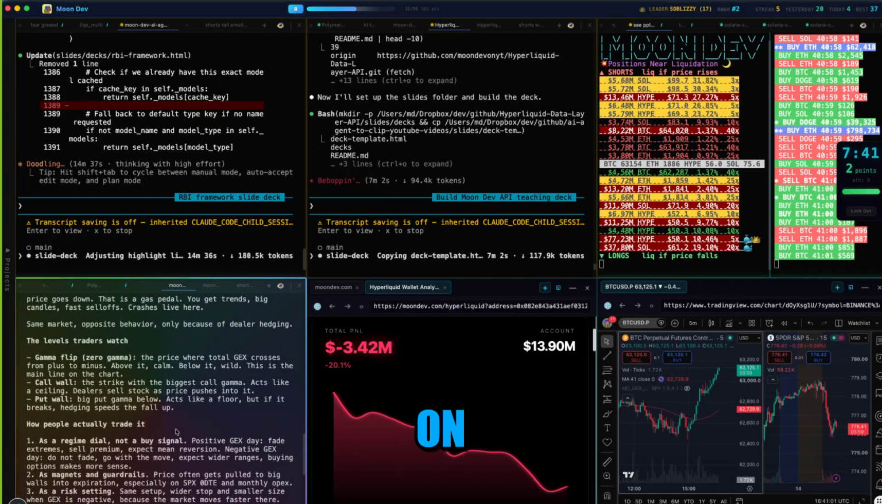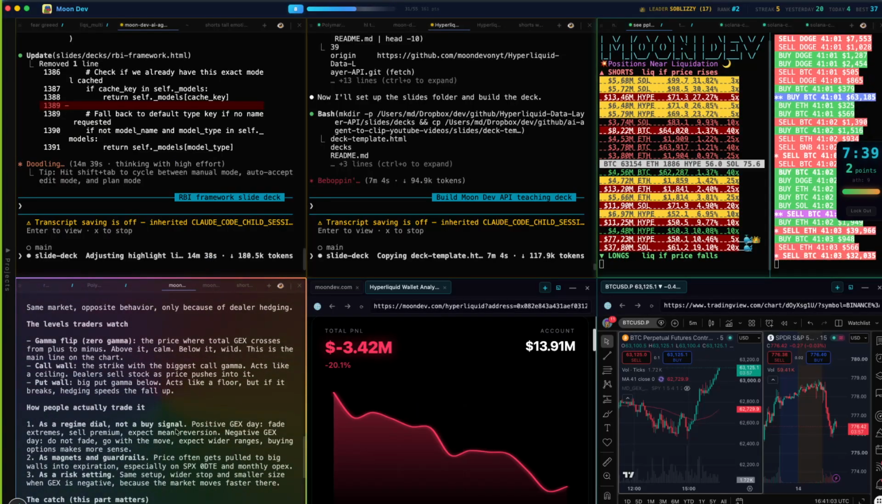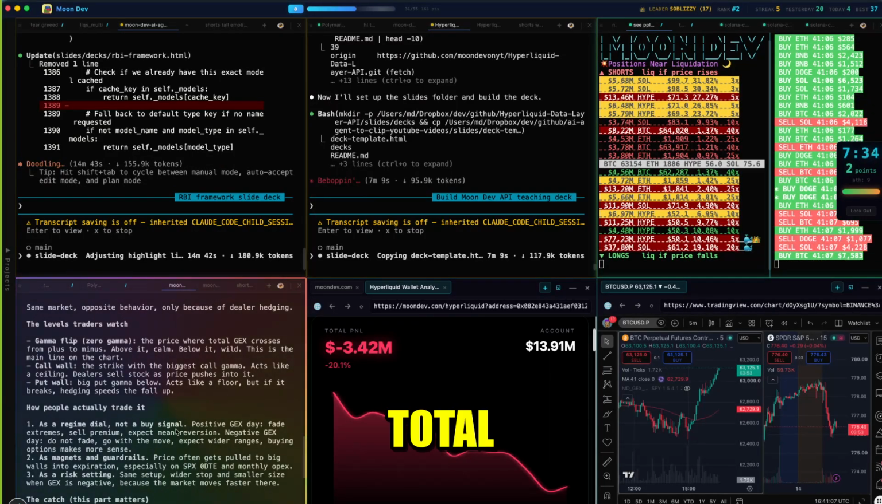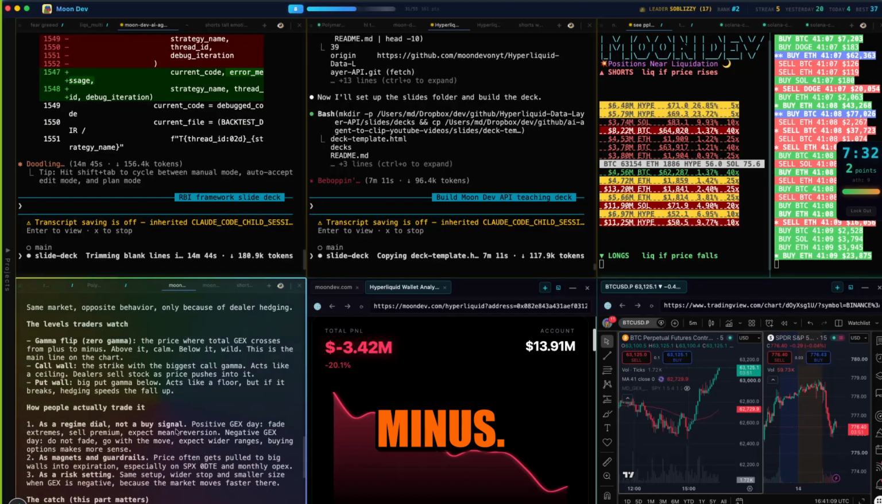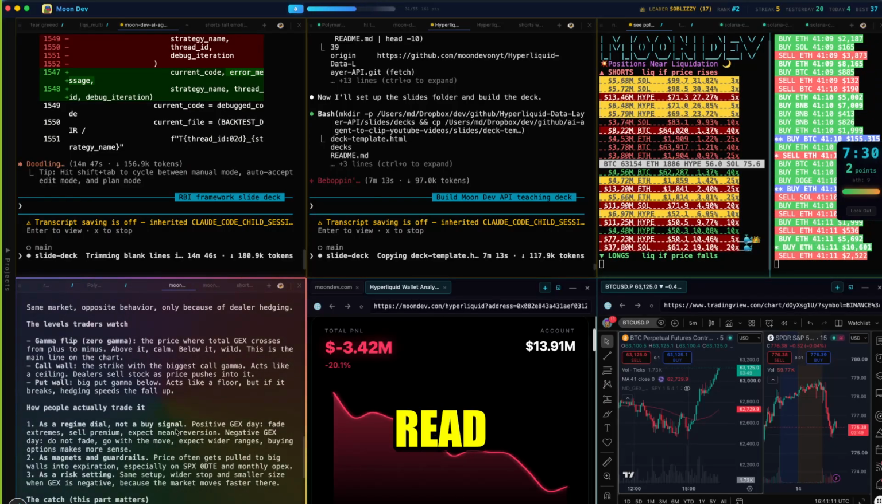This is the main line on the chart. The gamma flip, zero gamma. The price where total GEX crosses from plus to minus. Above it, calm. I just read that.